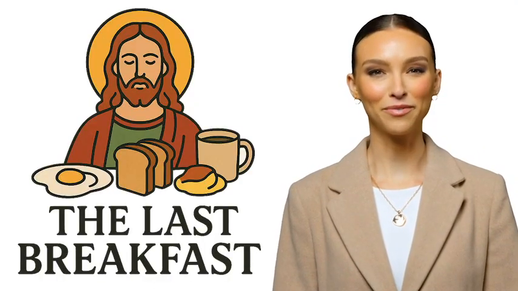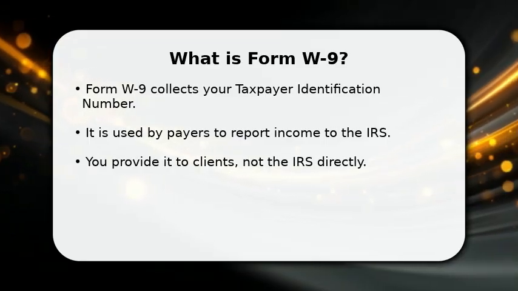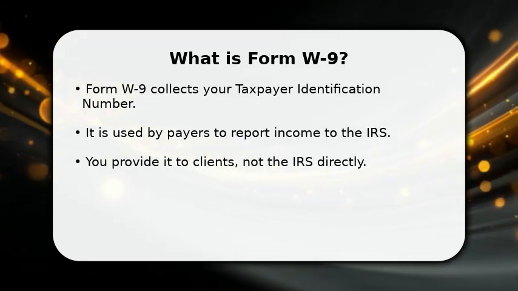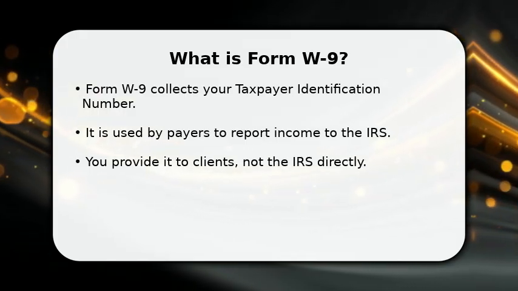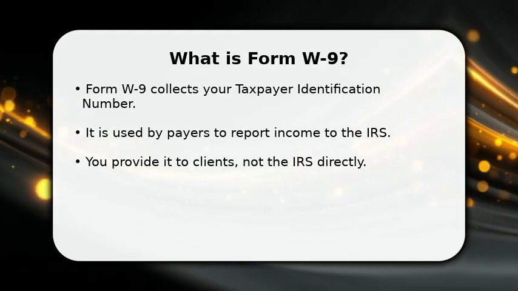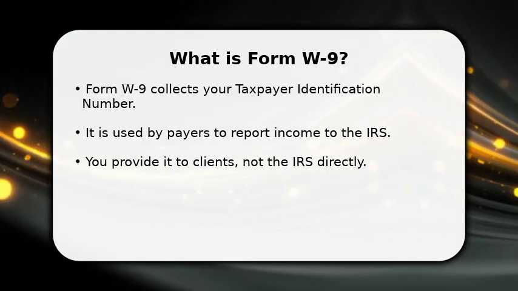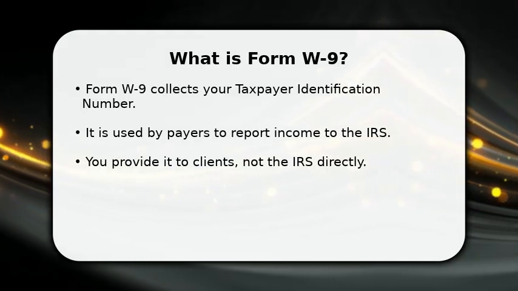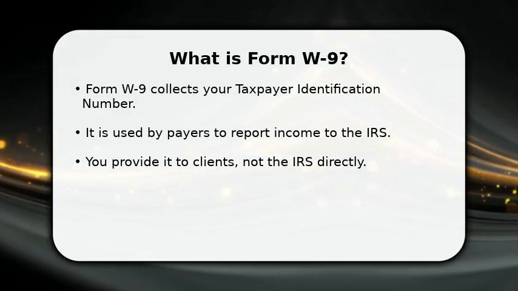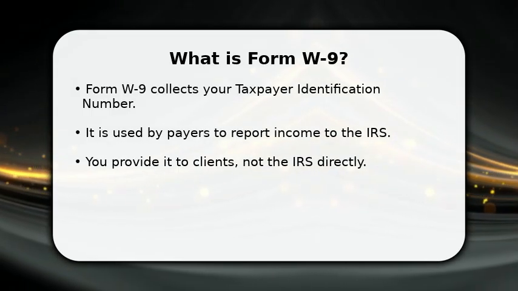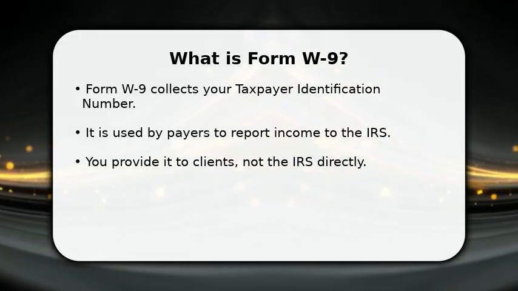Please enjoy the video. In this video, I will explain how to file Form W-9. First, understand that Form W-9, or Request for Taxpayer Identification Number and Certification, is a document you provide to entities that pay you income. This form helps them report your earnings to the IRS accurately. It's crucial for independent contractors, freelancers, and small business owners to complete this form correctly to ensure proper tax reporting. You don't file it with the IRS yourself.